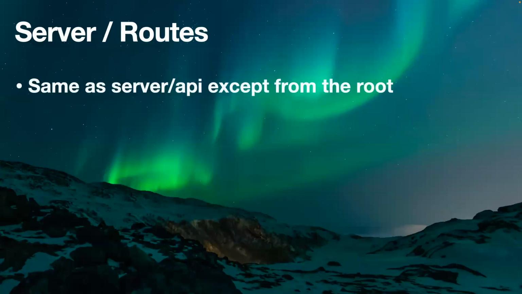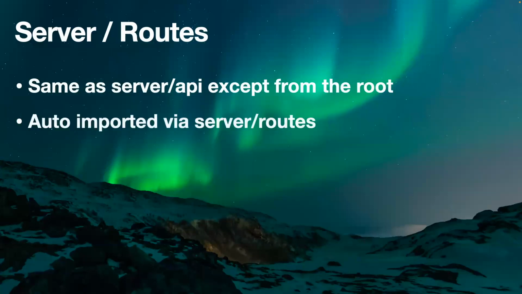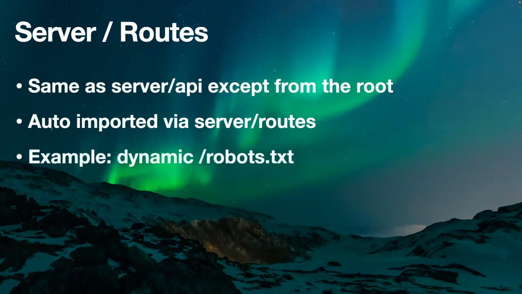So another one is server routes. It's literally more or less exactly the same as server/API, except you can have the routes from the root of the URL rather than always /API. One of the things we use this for is a dynamic robots.txt file. In our system, we allow people to edit from a CMS system. And so we fetch that CMS data whenever robots.txt is requested, and we use server routes for that. Of course, it's cached and stuff like that, but it's every so often.